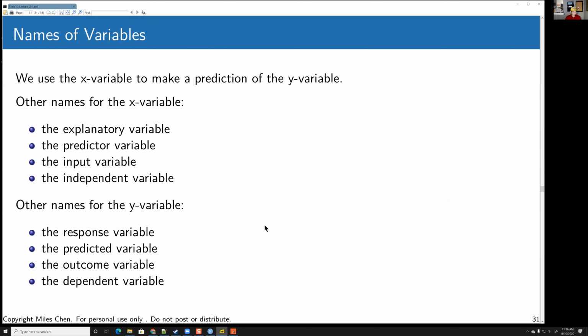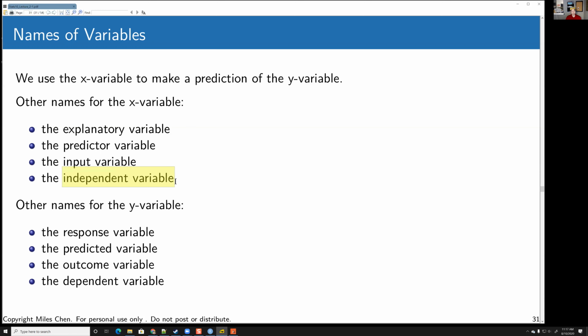Okay, depending on the textbook, you often have different names for x and y. It's possible that in one of your other classes you heard one of these other names, such as the independent variable or predictor variable. These are names that we often hear for the x variable. We have the explanatory variable, the predictor variable, the input variable, or the independent variable, okay? And other names that we can use for the y variable are the response variable, the predicted variable, the outcome variable, and the dependent variable, okay?